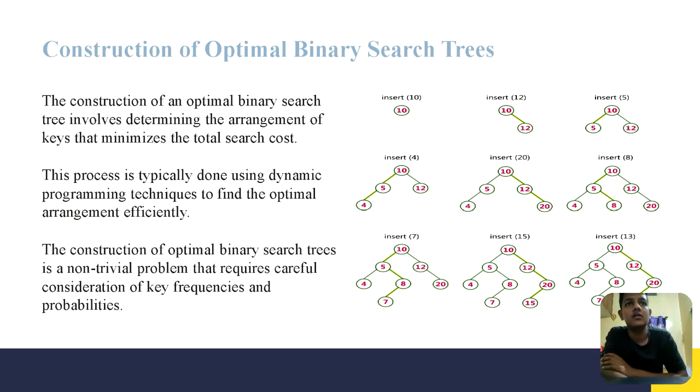Construction of optimal binary search trees. Now, this is important. The construction of an optimal binary search tree involves determining the arrangement of keys that minimizes the total search cost. This process is typically done using dynamic programming techniques to find the optimal arrangement efficiently.